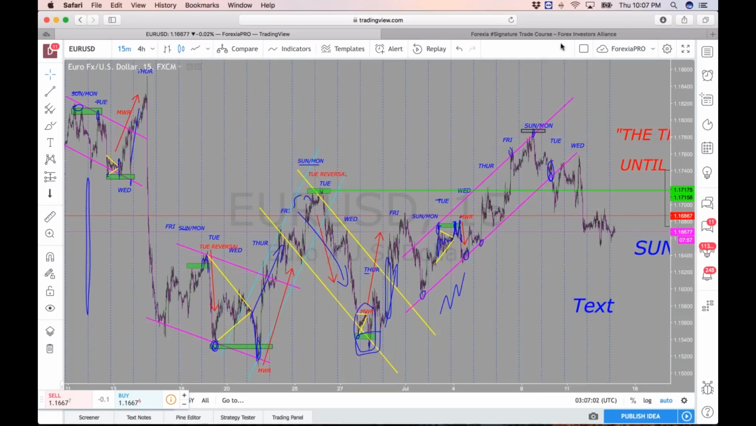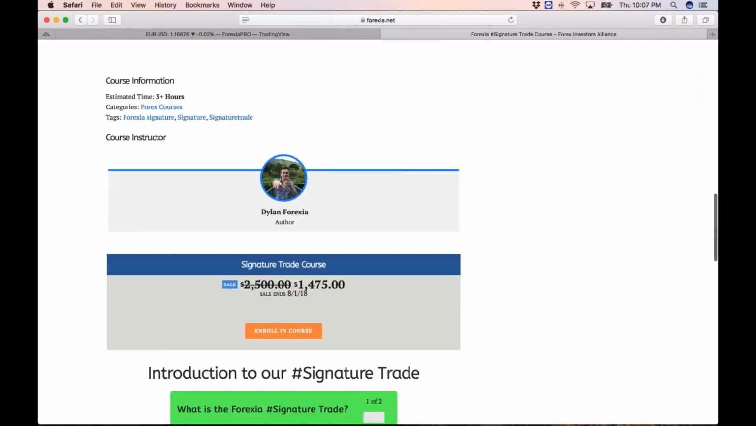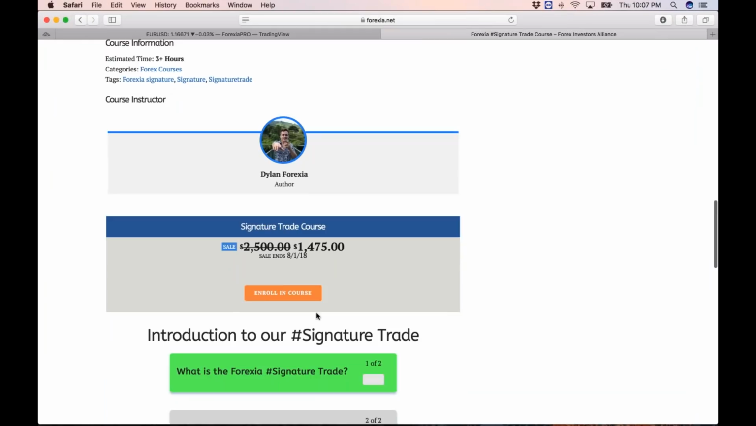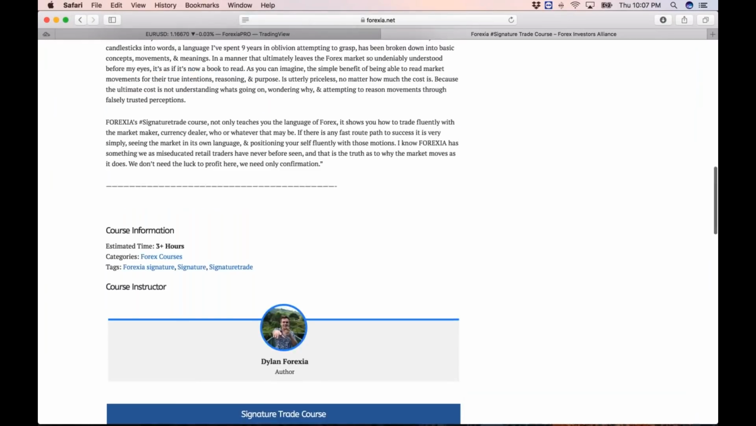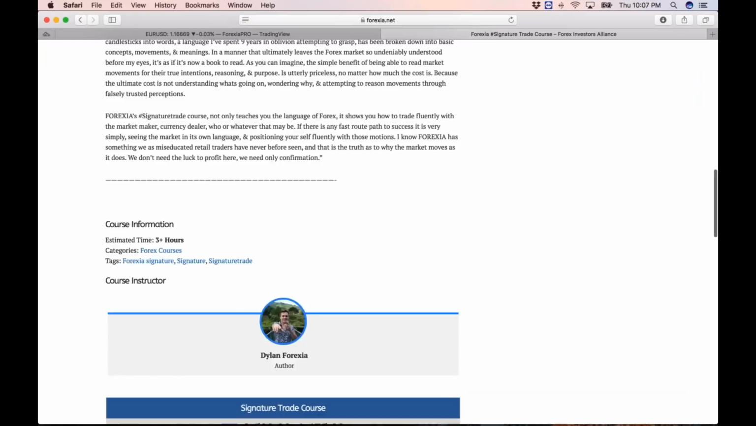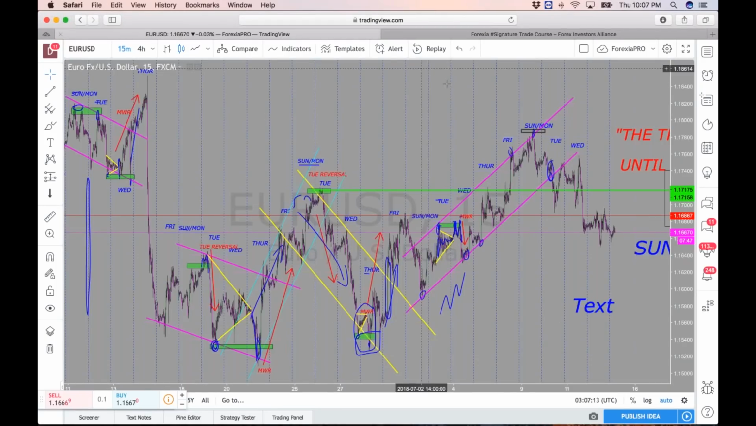Yes, this course is different. The Signature Trade course is different from our advanced course. Our advanced course is mostly for new beginners that want to understand market manipulation. That's what the advanced course is. We do touch on the Signature Trade in the advanced course, but it's very brief.